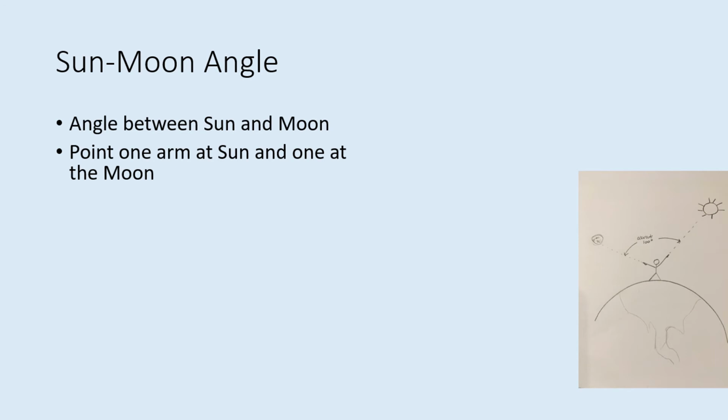The one slightly tricky bit of this observation is the sun-moon angle. The idea here is for you to estimate how far apart the sun and moon are in the sky. You're going to list this as an angle in degrees. When both the sun and the moon are in the sky, the easiest way to do this is to point at the sun and the moon at the same time.